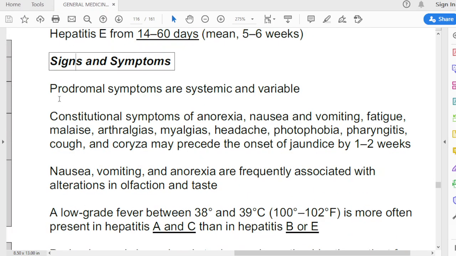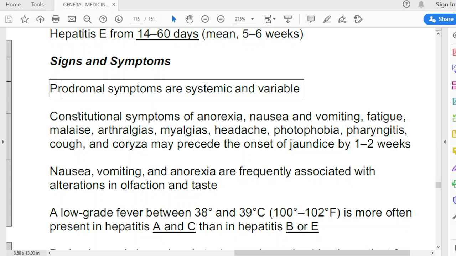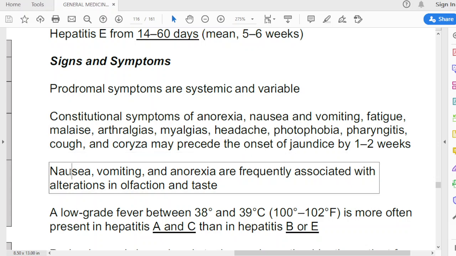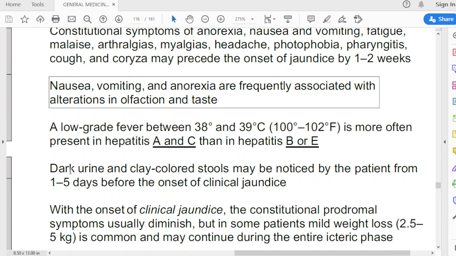Signs and symptoms. Prodromal symptoms are systemic and variable. Constitutional symptoms of anorexia, nausea and vomiting, fatigue, malaise, arthralgias, myalgias, headache, photophobia, pharyngitis, cough, and coryza may precede the onset of jaundice by 1-2 weeks. Nausea, vomiting, and anorexia are frequently associated with alterations in olfaction and taste.